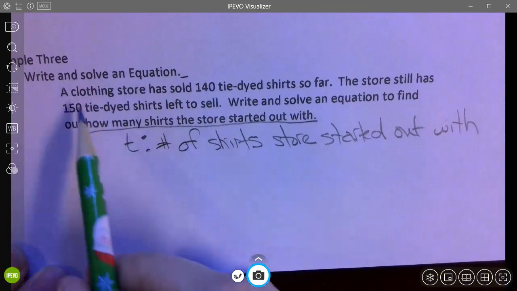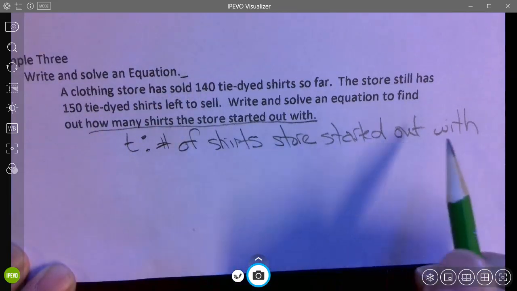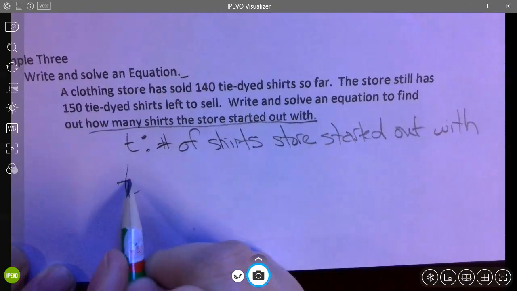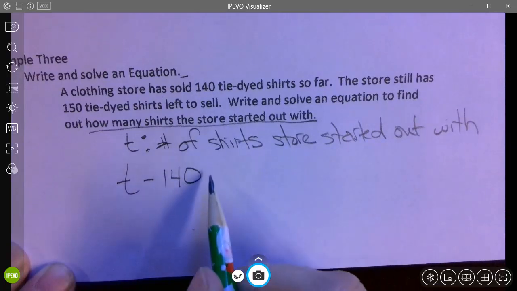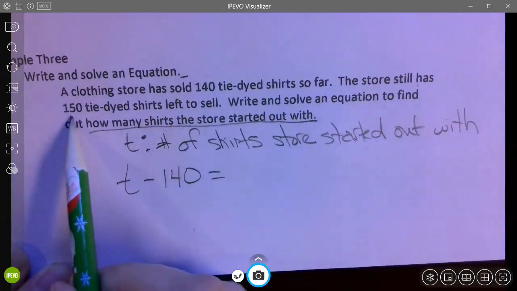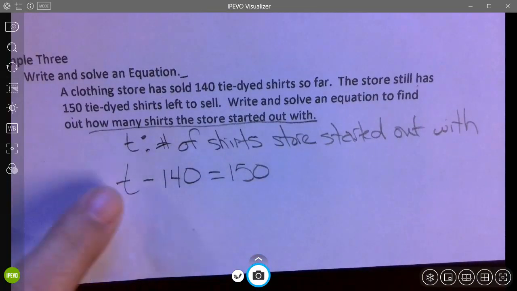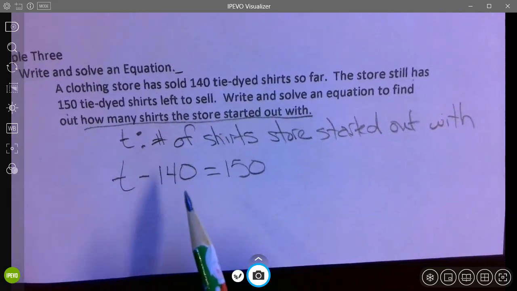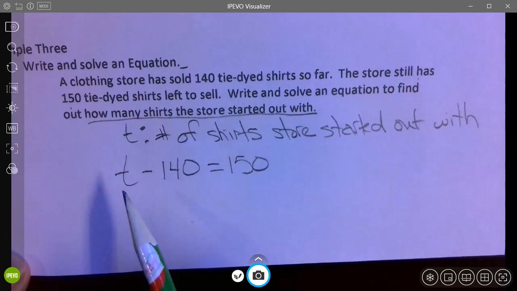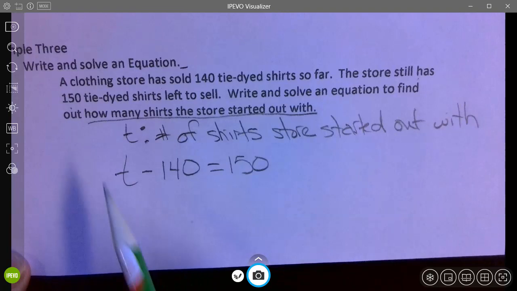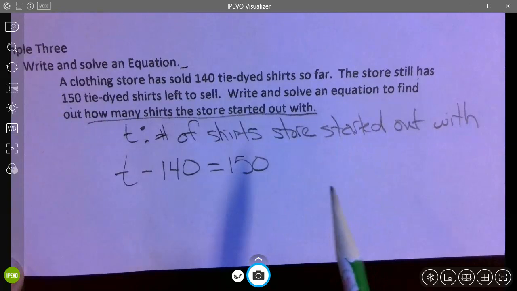So it says a clothing store has sold 140. Well, this says it started out with, so the total it started out with, I'm going to put T, and then it sold 140 shirts, and that left them with 150 left. They started out with this many shirts, they sold 140, leaves them with 150. I need to figure out how much T is. The only way I can figure that out is if I get it all by itself, where it says T equals and gives me a value.